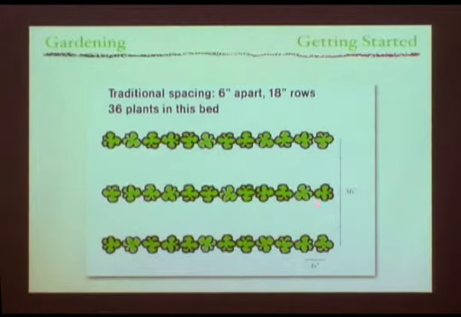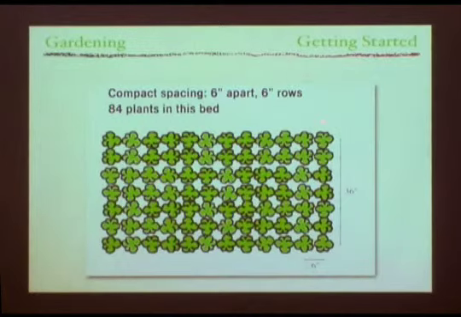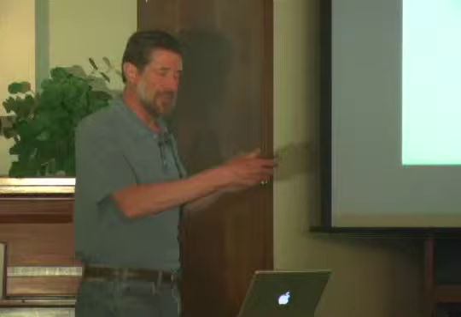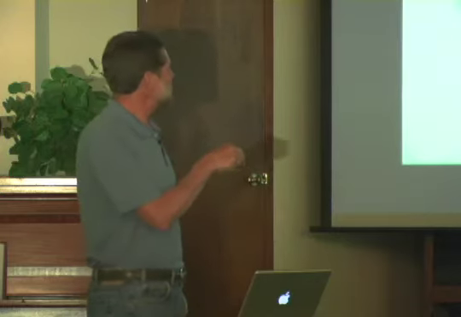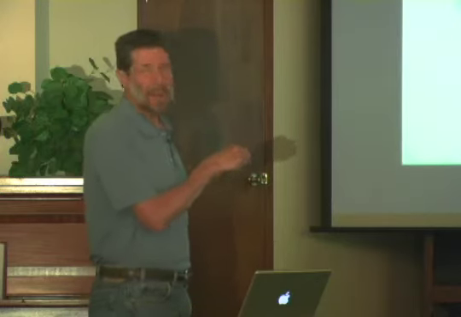See that? But what if we were to make this into a bed and we left the 18-inch row on either side here, but in this middle 2 rows we just filled them up with plants? That would be a compact spacing, and it would look like this. Now notice, instead of 36 plants, we have 84 plants in the same amount of space. Now you still have 18 inches on either side to walk and to do your work and to reach into the bed and weed and harvest and so forth, but you have, in the same amount of space, a lot more plants. More efficient use of space.